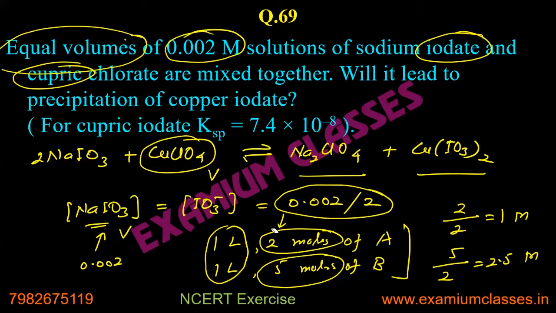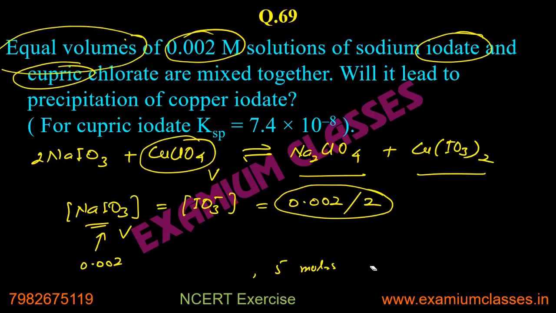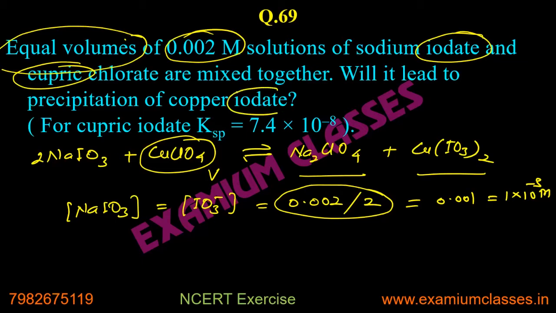So the iodate ion concentration, which comes from the dissociation of sodium iodate, will be half of 0.002, which means it will be 0.001, that is 1 into 10 to the power minus 3. So I got the iodate ion concentration as 1 into 10 to the power minus 3. For copper iodate, I now need the copper concentration also.